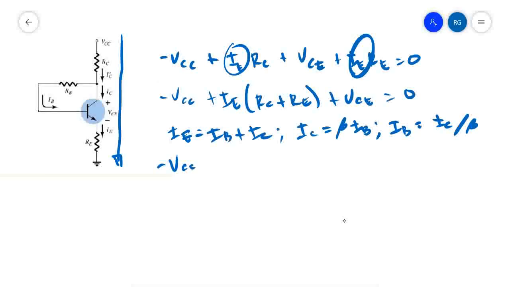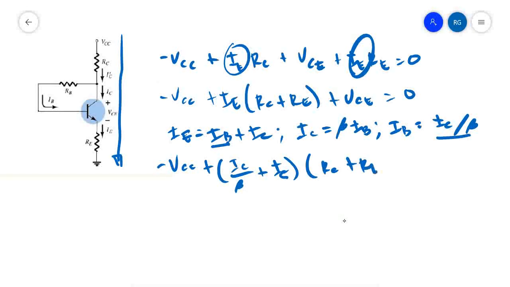Negative VCC, IE is equal to eventually IB, which is IC over beta, IC over beta plus IC, times RC plus RE, plus VCE equals 0.